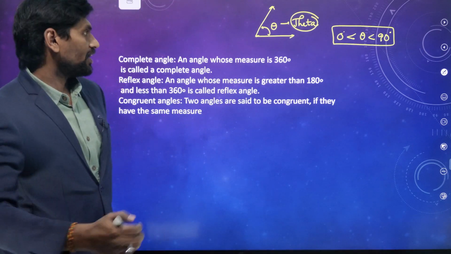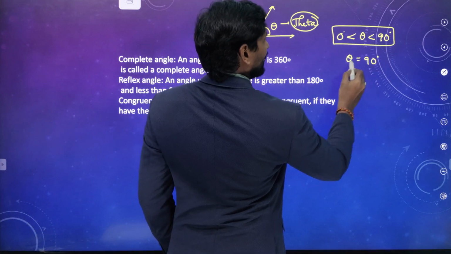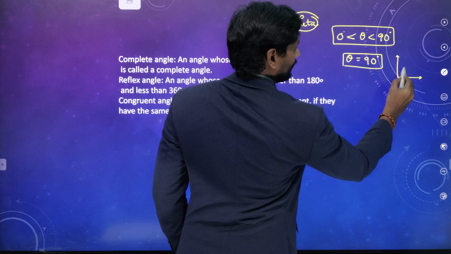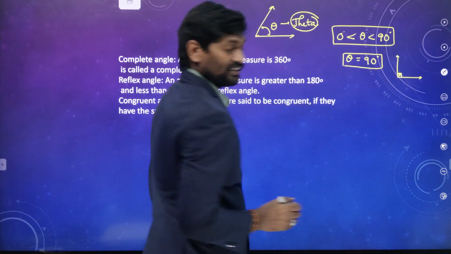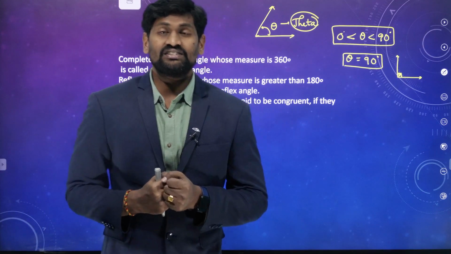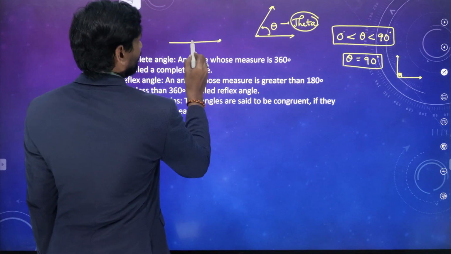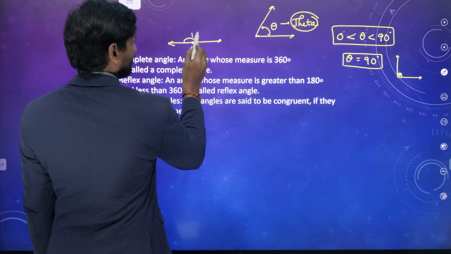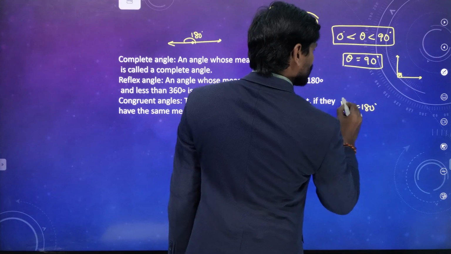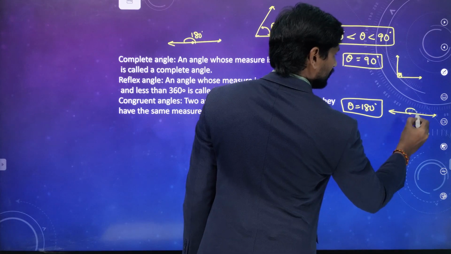Now coming to the right angle, an angle whose measure is exactly 90 degrees is called a right angle. 180 degrees means it makes a straight line. An angle that measures exactly 180 degrees is called a straight angle.